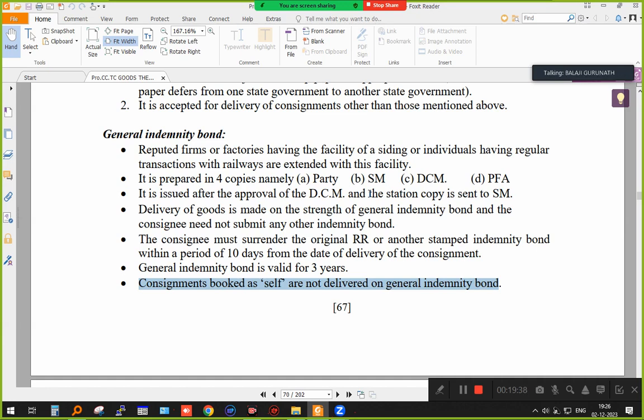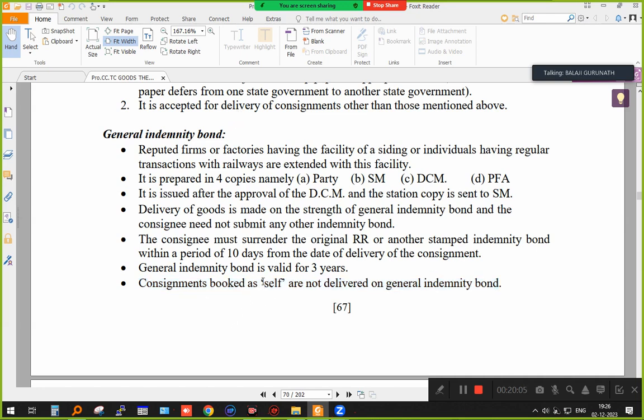If the name of the consignee is written as Balaji, then the delivery clerk will ask Balaji to produce some document if required to take delivery. But if it is booked to self, anybody in possession of the RR is the owner of the goods. So it is a transferable document like that. Okay, sir, got the point.